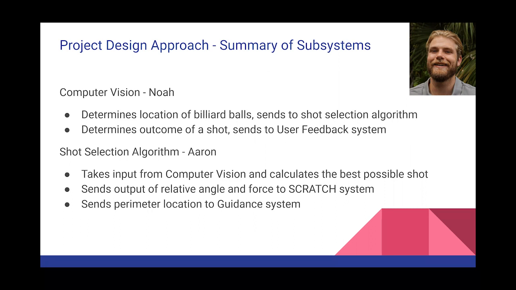The shot selection algorithm will take input from the computer vision system and calculate the best possible shot. This system is responsible for sending relative angle and force to the scratch system, which is the other team. We will also be sending the perimeter location along the pool table to the guidance system.